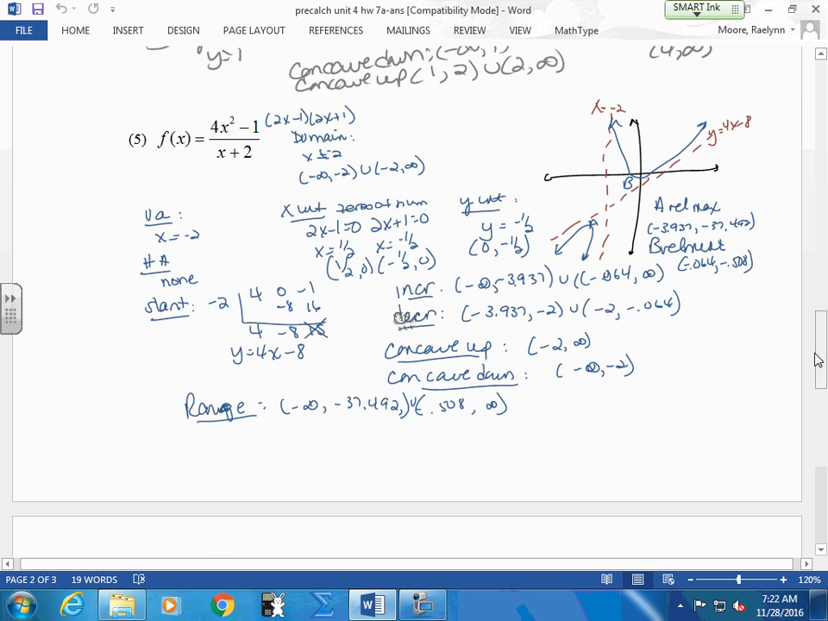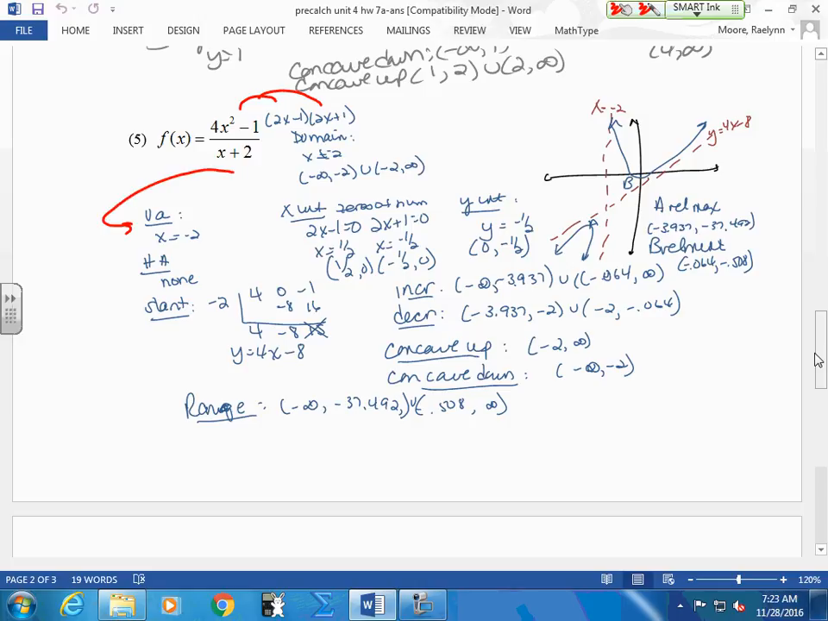Okay, and last one. This one had a lot to go to it. So we start with your domain. We can factor this guy, two perfect squares. We look at your domain. You can't use a -2, so we take it out. That also becomes your vertical asymptote.